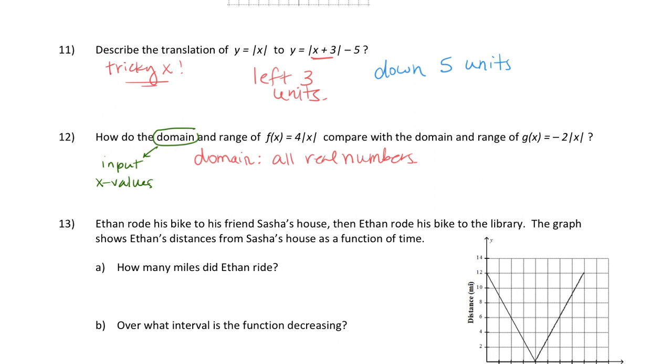Now, on a side note, when is your domain not all real numbers? You guys have seen a lot of the domain being all real numbers. Let's say instead of an absolute value of x, I change the function to the square root of x.